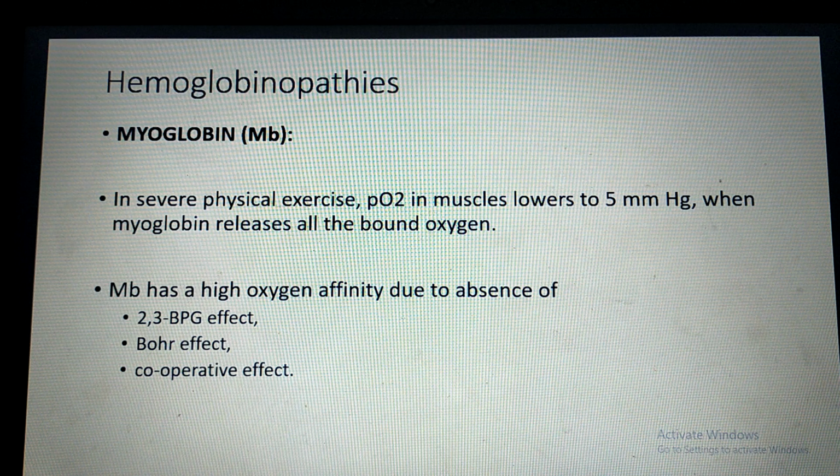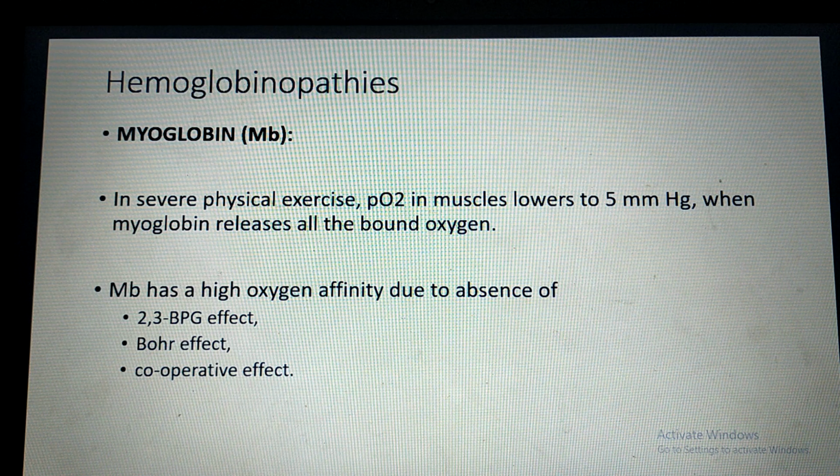Why does myoglobin have more affinity for oxygen than hemoglobin? Because of 3 reasons. First reason is the 2,3-BPG effect. We have seen that 2,3-bisphosphoglycerate combines with hemoglobin and decreases the affinity between hemoglobin and oxygen, and hence hemoglobin donates its oxygen more easily to the tissue. So this 2,3-bisphosphoglycerate is not found in myoglobin.